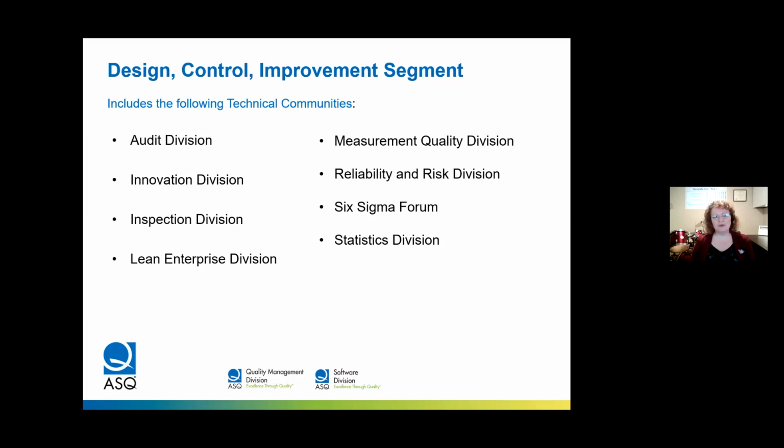The Design Control Improvement segment is a collection of the technical communities that supports the cross-functional roles of improving processes and systems across industries. So you can see the members that we have listed here within that segment. The Design Control and Improvement segment is made up of the Audit Division, the Innovation Division, the Inspection Division, Lean Enterprise Division, Measurement Quality Division, Reliability and Risk Division, Six Sigma Forum, and the Statistics Division. And we'll talk about each one of those in a bit.